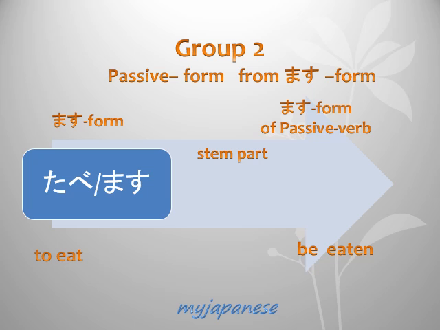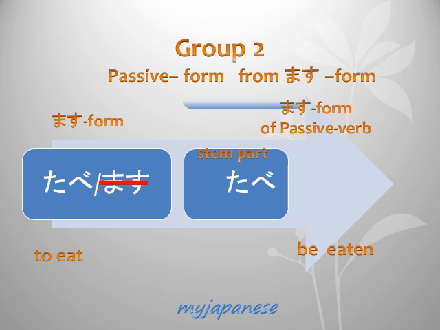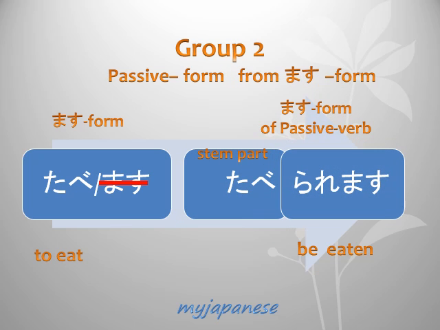One more verb, 食べます, eat. Omit the masu from masu form and add られます to the stem part. 食べられます, be eaten, is passive form. Simple, right? And this is masu form of passive verb.